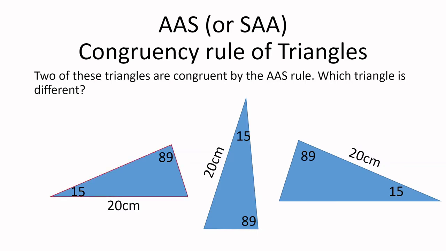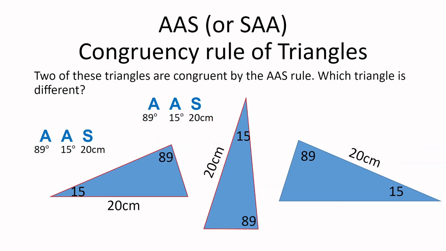Well, for this first triangle, I'm given two angles and a side which is not in between them. My 20 centimeter side length is next to the 15-degree angle, not the 89-degree angle. I've got angles 89 degrees, 15 degrees, and side length 20 centimeters. For my second triangle, again, the side length that's given is not between the given angles. It is next to the 15-degree angle. So again, I've got angle, angle, side. My angles are 89 degrees, 15 degrees, which is next to the side length of 20 centimeters. So these two triangles seem to be congruent.